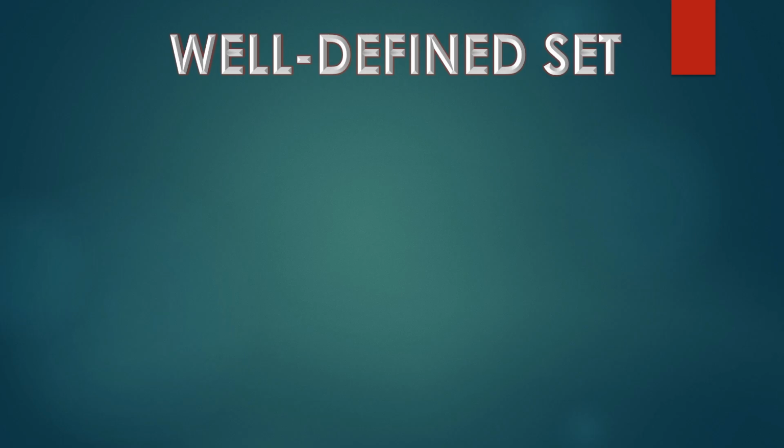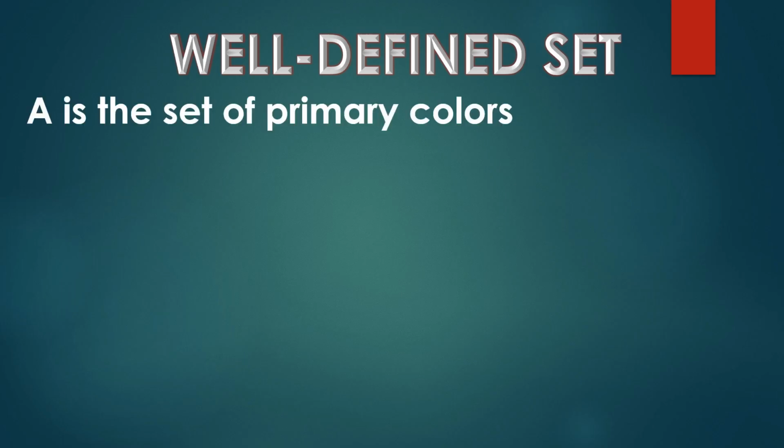Let's take a look at these examples. Set A is the set of primary colors. Is this well-defined? Yes, this is a well-defined set because we can determine exactly its elements. They are yellow, red, and blue, while the other colors are not elements of set A.